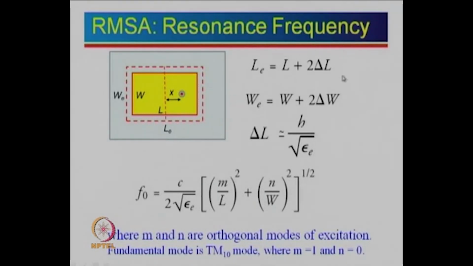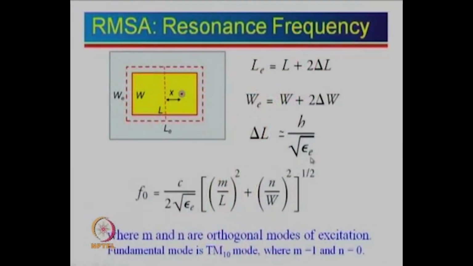And of course, to calculate delta L, numerous expressions are available, from Hammerstad to others and so on. But I suggest that you use this very simple expression, delta L is equal to H by square root epsilon. After that, what we need to know is that this length should be approximately lambda by 2 for the fundamental mode. So the resonance frequency can be defined by this particular expression here.